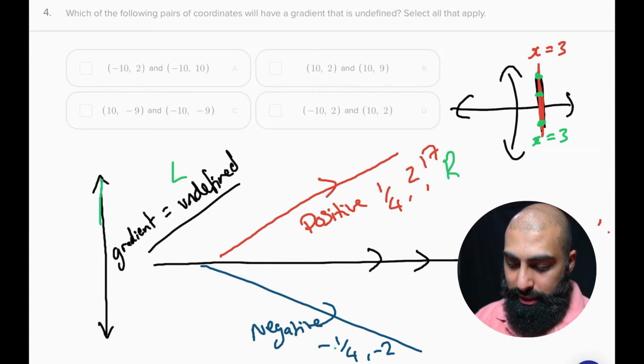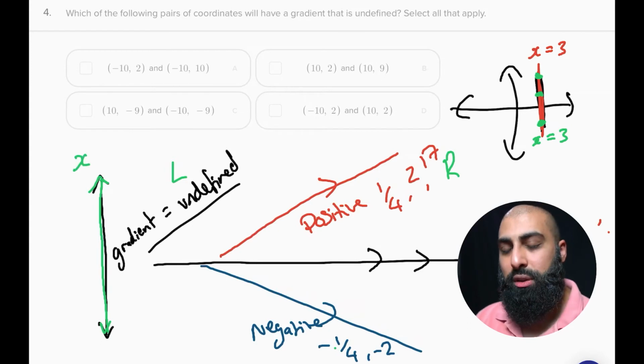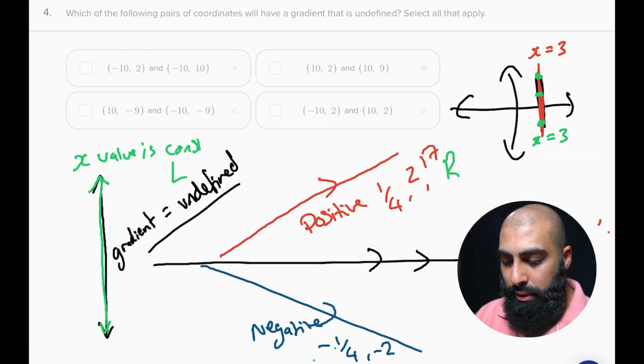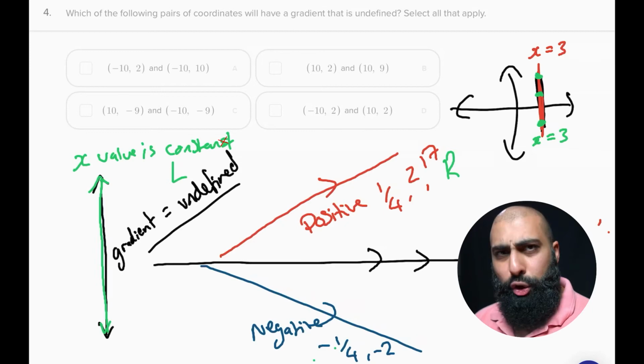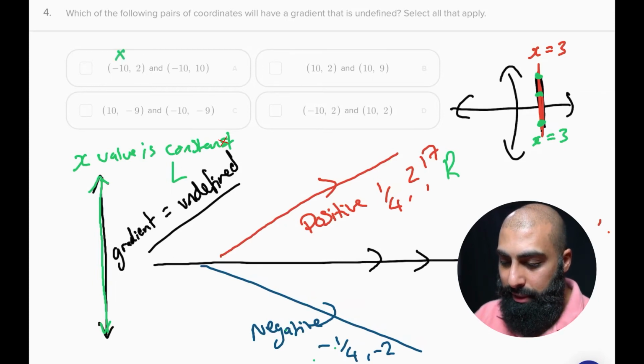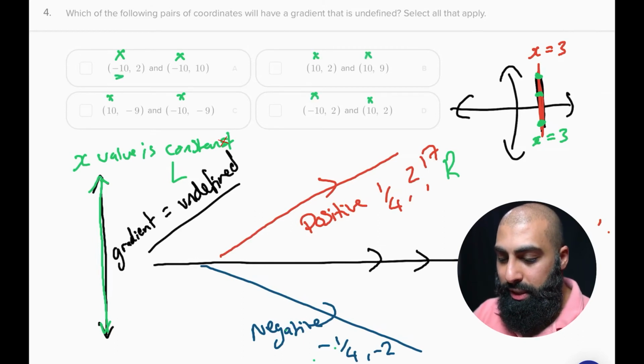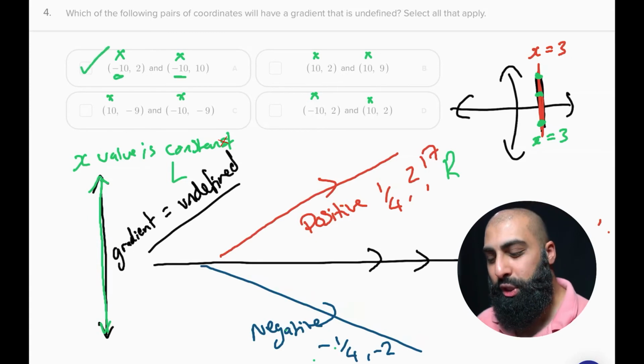So any line that is vertical, i.e. the x value is constant, we have a gradient which is undefined. So let's look at the examples, which ones have an x value which is constant. So that's my x, my x. I'm looking for an x value that is constant, okay? So that's minus 10 and minus 10. So this is going to be one of our options because that's constant, so it's going to have a gradient which is undefined.